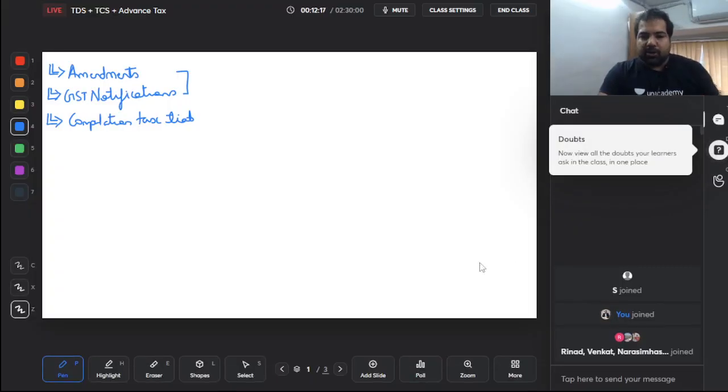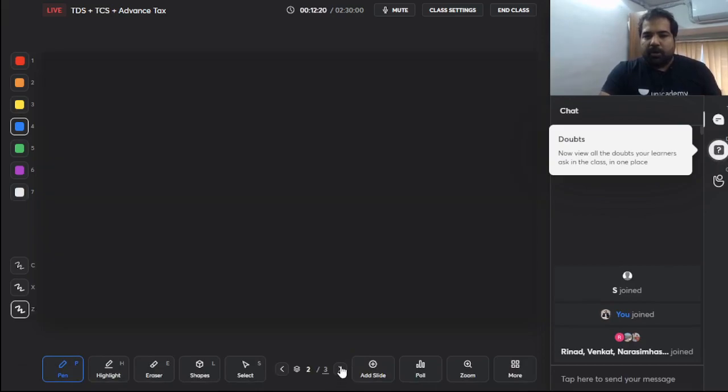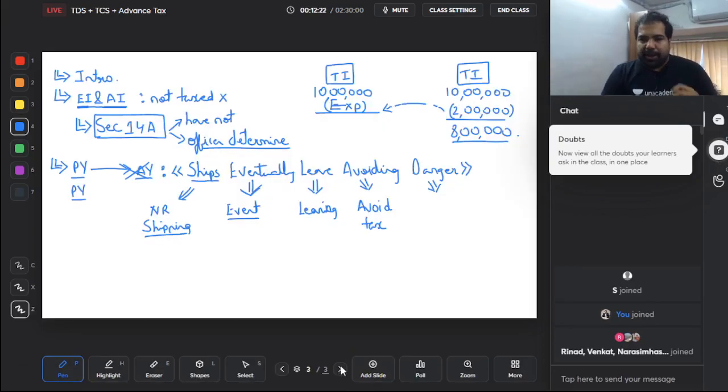Alright, and with that intention, we are here already. We've already discussed a section called 14A, which is very simple. Agriculture income and exempt income related expenses should be minus from there, and taxable income related expenses should be minus from there. Income of the previous year should be taxed in the assessment year, except for these cases: ships eventually leave, avoiding danger. Alright, so ships is non-resident shipping company, events leaving India, avoiding tax, and D is let me just check.